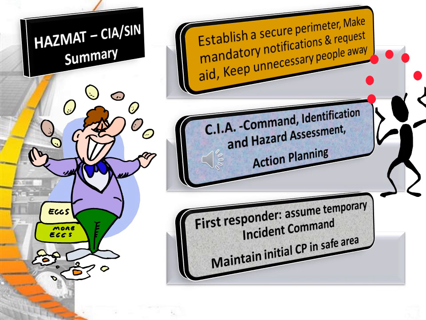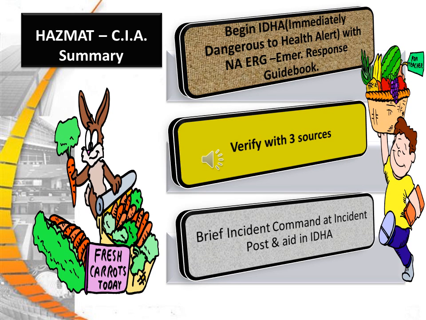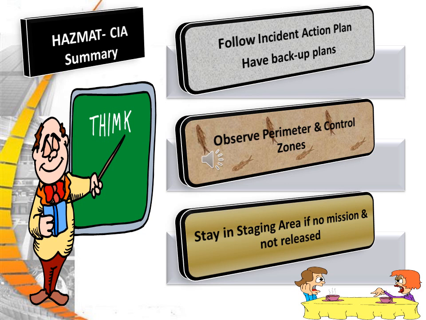Establish a secure perimeter. Make mandatory notifications and request aid. Keep unnecessary people away. Remember, command identification and hazard assessment is necessary, along with action planning. The first responder should assume temporary incident command and maintain the initial command post in a safe area. Begin immediately dangerous to health alert with the ERG, Emergency Response Guidebook. Verify with 3 sources and brief incident command at the incident post. Follow an incident action plan which has backup plans. Observe a perimeter and control zone and stay in a staging area if you have no mission and are not released.